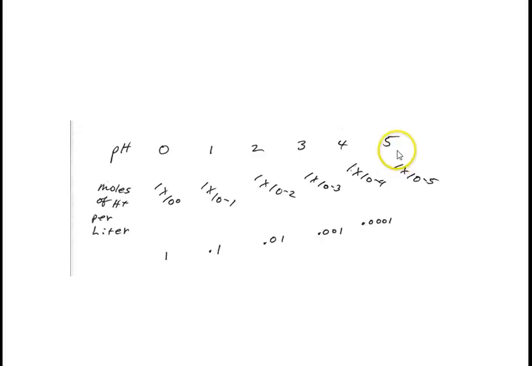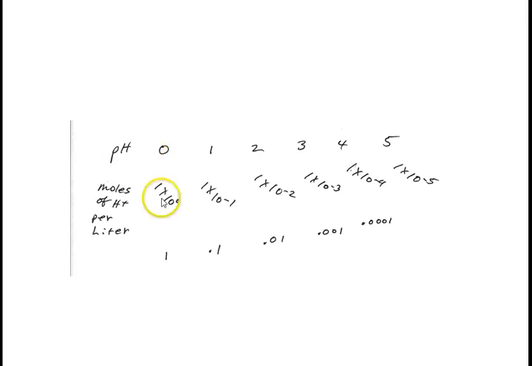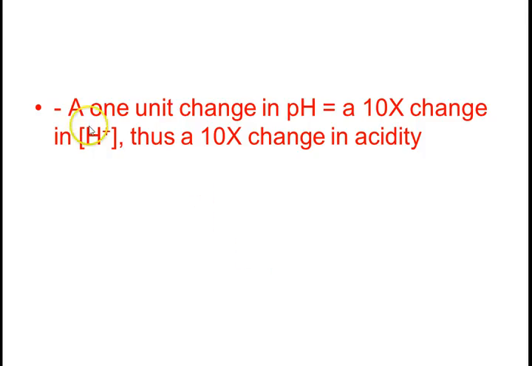So this is why the scale seems backwards. We go to a lower numeric value on this pH scale, but we have more of what we are measuring, more hydrogen ions per liter of solution. Okay. Now, because these numbers on the pH scale come from powers of 10, what we see is that a 1 unit change in pH is a 10-fold change in hydrogen ion concentration, thus a 10-fold change in acidity.